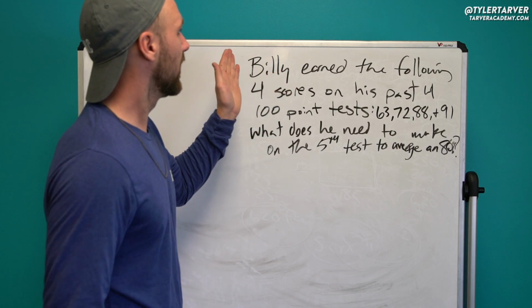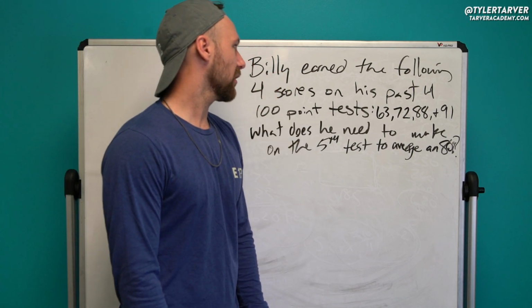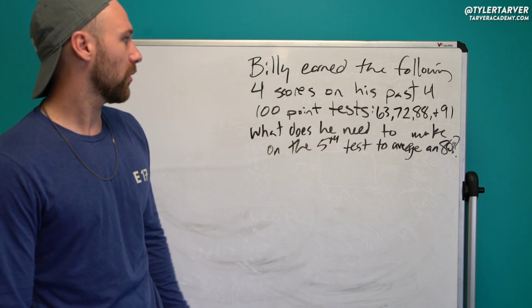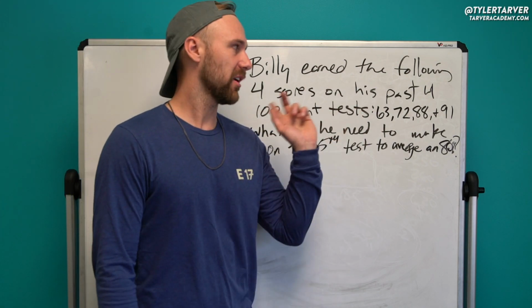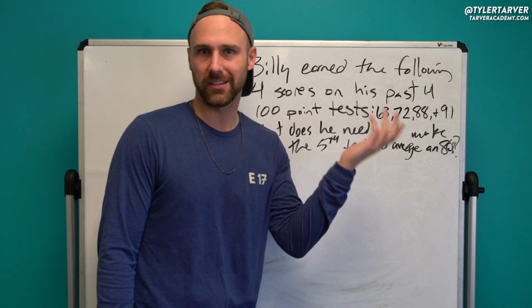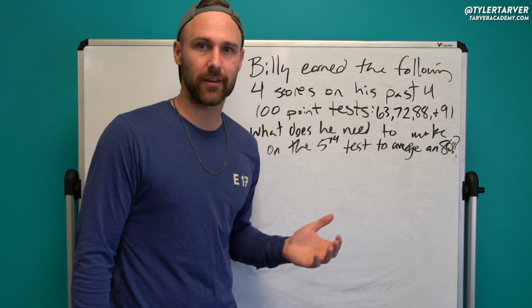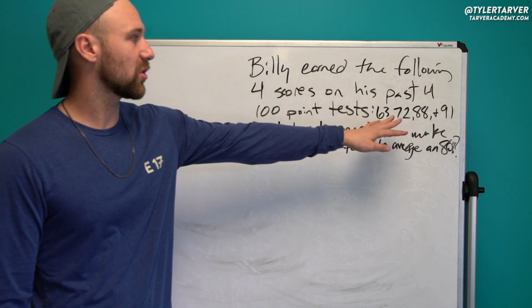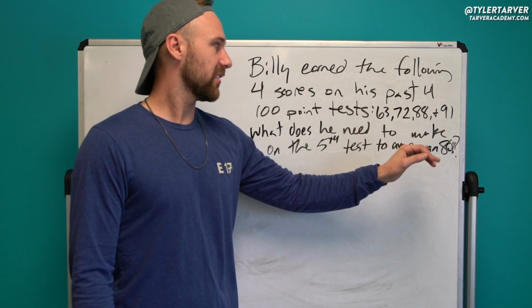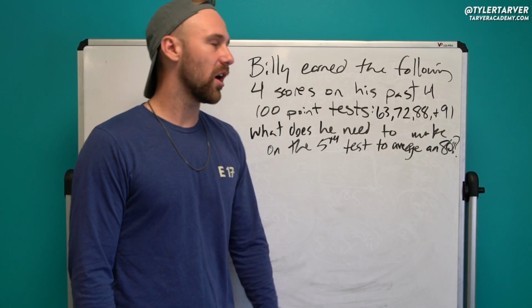Let's learn some math. Okay, so Billy earned the following 4 scores on his past 4 100-point tests. I worded that weird. I should have put 4 in there twice, but I already wrote it, and I was like, you can't erase this. This is permanent, okay? He got these 4 scores: 63, 72, 88, and 91.